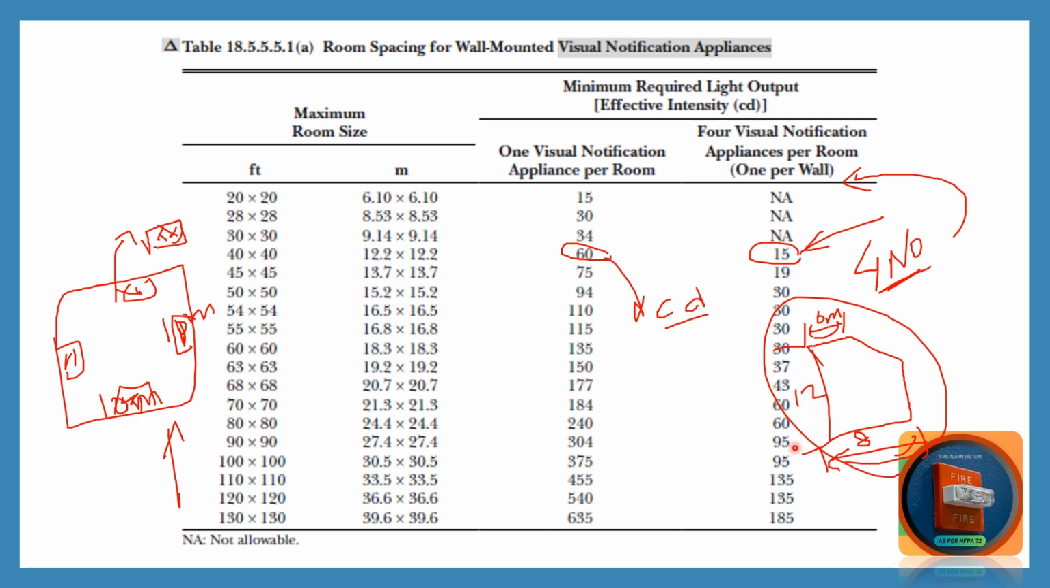So based on 12 meter we can consider, here also you assume an imaginary line like this. So 12 meter and assume 12 meter for this also. Actually our room is only 8 meter, but we will consider 12 meter, so it can cover up to 12 meter as well. So based on the larger dimension we need to select the strobe. Here 12 meter comes under 12.2 multiplied by 12.2, so we can consider for this also 60 CD, one visual notification appliance for this entire room.